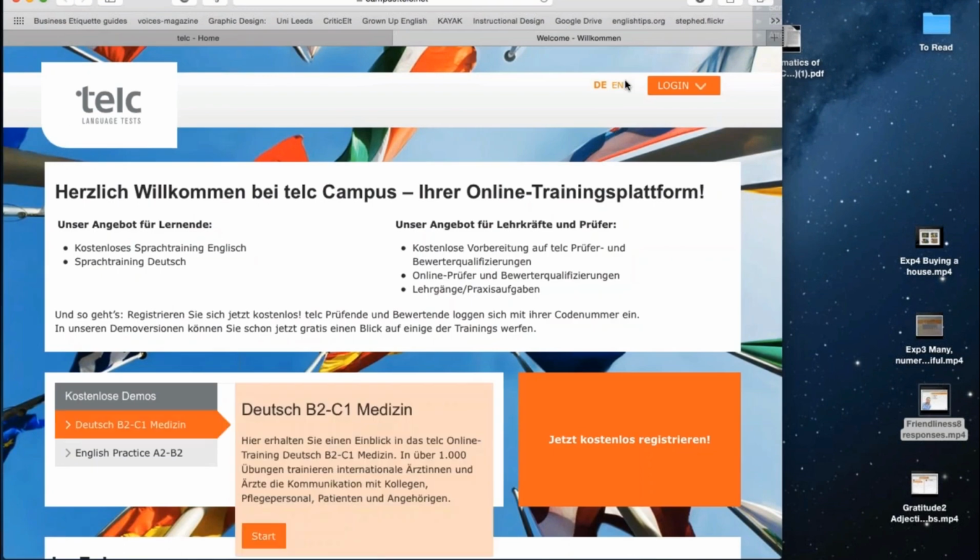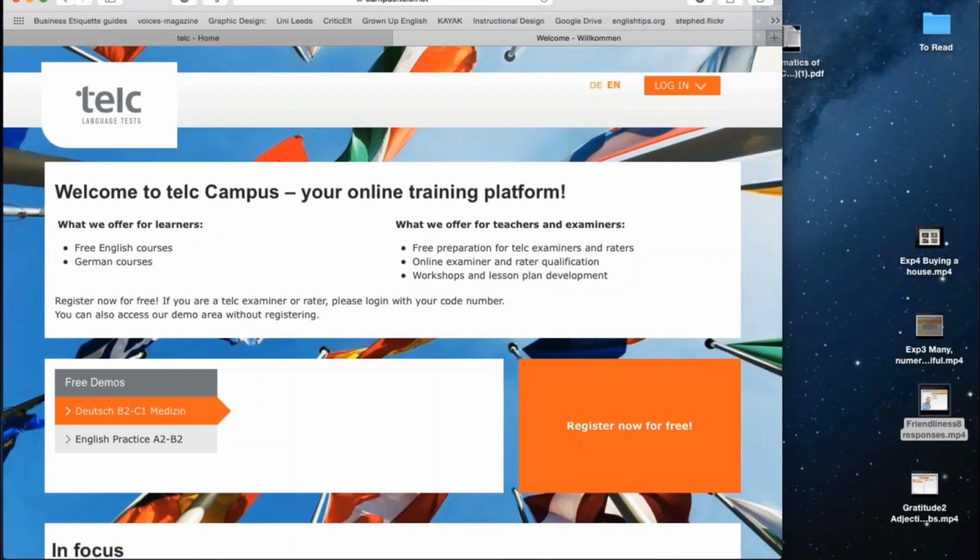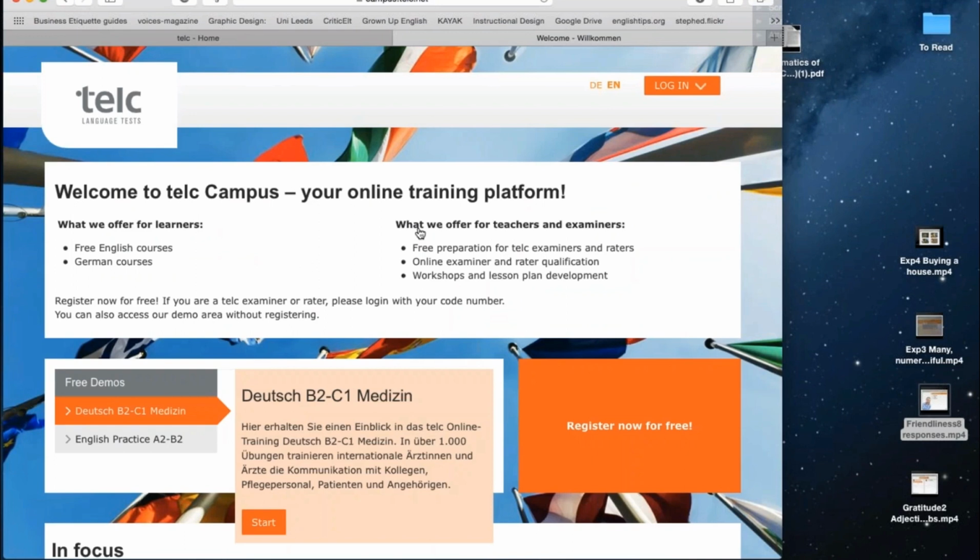So yes, this is very important. This is the first page of the Campus. And you can see here, telc Campus, your online training platform. So I would definitely recommend in class to do this with your students step by step, show them, because teachers sometimes overestimate their students. So it's always a good thing to walk them through it step by step. Even if it's easy, it doesn't hurt.